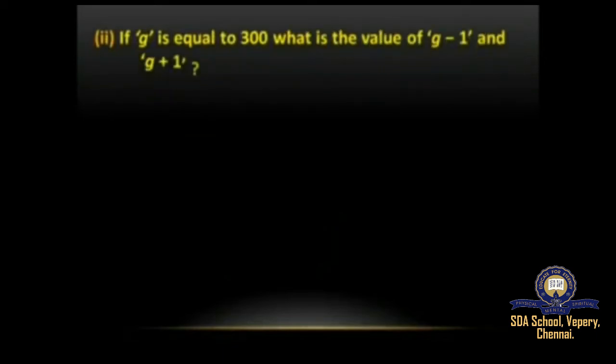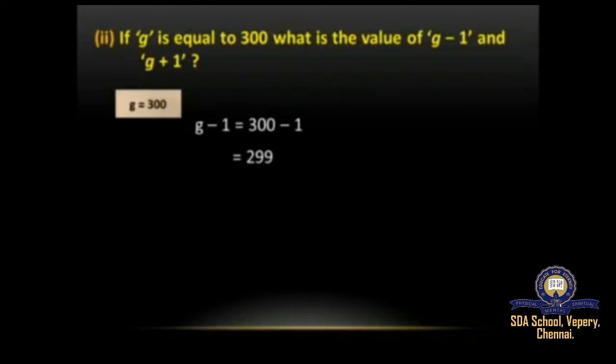Okay, we'll move to the second sum. If g is equal to 300, what is the value of g minus 1 and g plus 1? So what is the value of g given in the question? It is equal to 300. Okay. So first you're going to find the value of g minus 1. So the value of g is 300. So when you subtract 1 from 300, the answer you get is 299. Okay. So the value of g minus 1 is equal to 299.